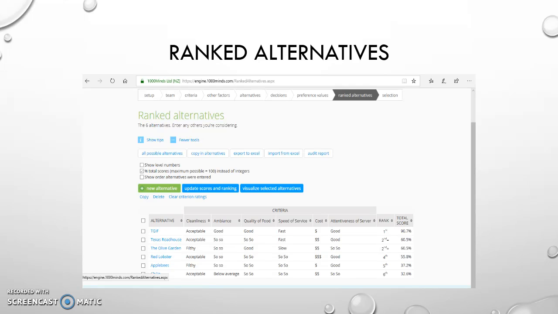Applebee's ranked filthy on cleanliness, so I'm not going to read the rest. We're just going to go with it. They came in 5th at 37.2%, and Chili's came in dead last. Cleanliness was acceptable. Ambiance was below average. Quality of food so-so. I disagree, I think they're trying to do better. Speed of service was so-so, and attentiveness of server was so-so. Hey, you're only as good as your staff, right? And they ranked number 6 with a total score of 32.6.